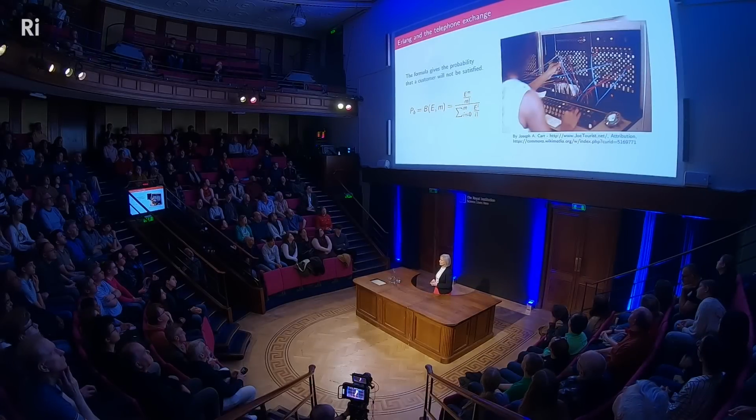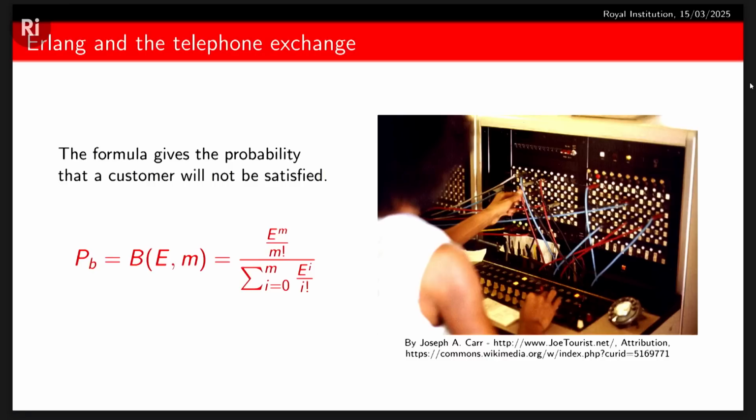Okay. So this is a picture. This is a slightly later exchange. This is from the 1950s, but this is essentially the idea. This is the only picture I could find. And what Erlang did was he came up with this formula, which is a relatively simple formula that lets you work out the probability that you're going to drop calls, that somebody will want to make a call and it won't be possible because you haven't got one of those slots in the exchange to plug them into.